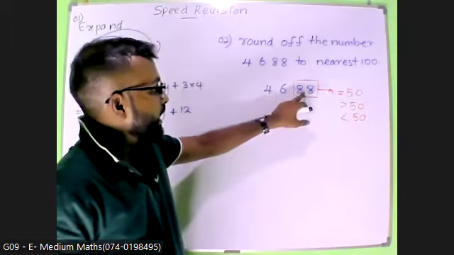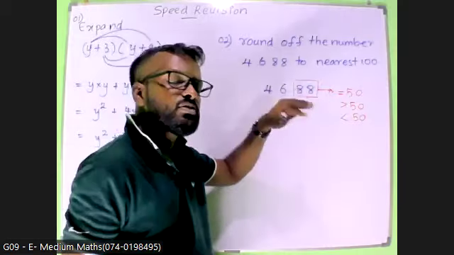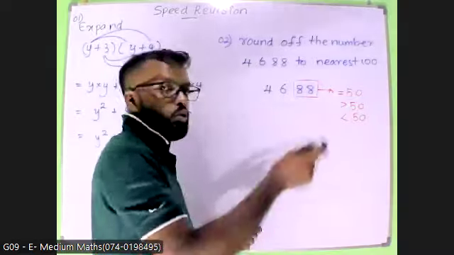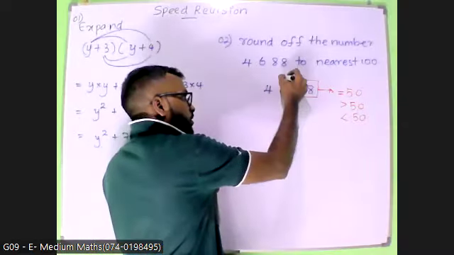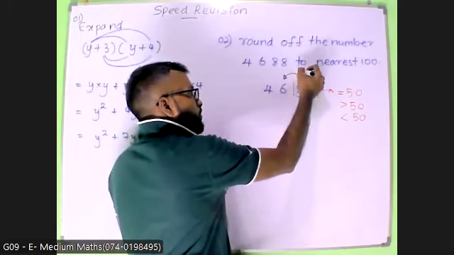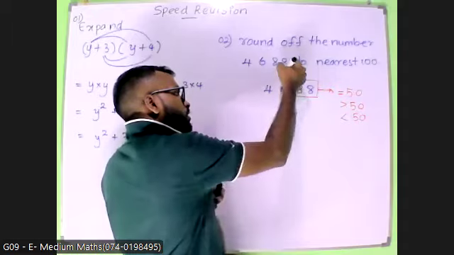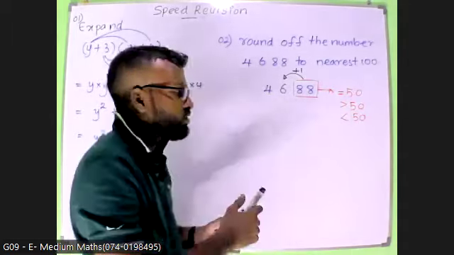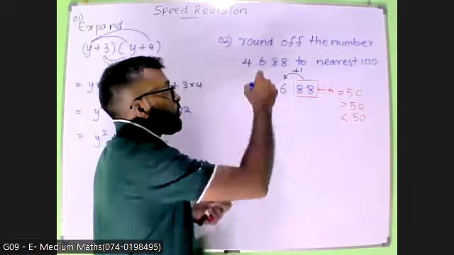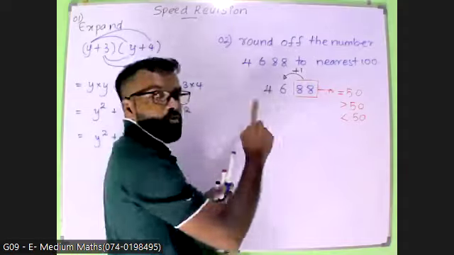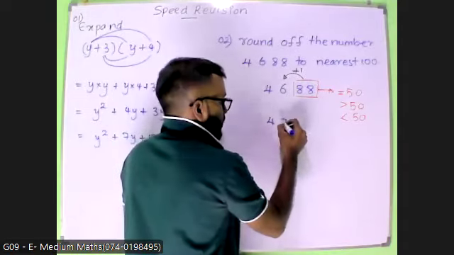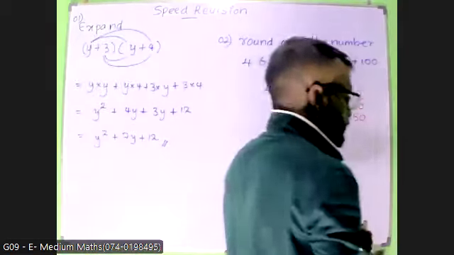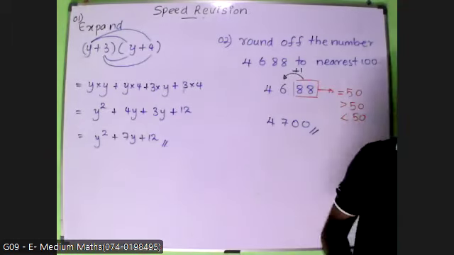So this is 88. Is this less than 50 or more than 50? More than 50. You need to add 1 to your 100 position. So if you round it off, it will become 6 plus 1, 7. Then 4700 should be the answer, right?